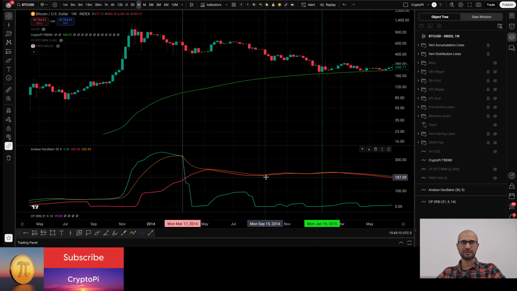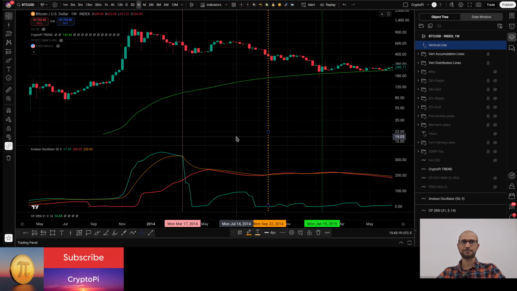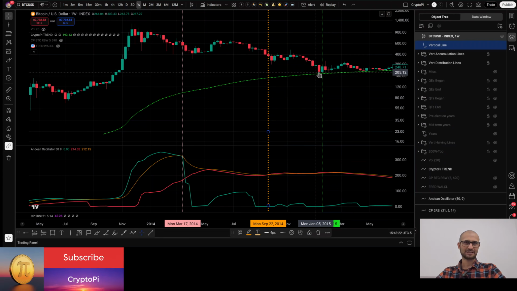it came very near to the signal to give the confirmation. However, the confirmation of the bear market happened only in September over here. Then the bear market did not last very long.